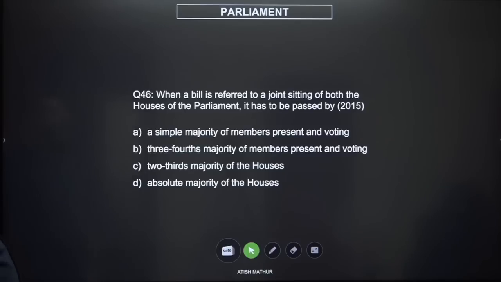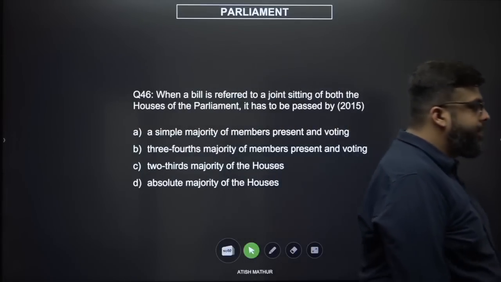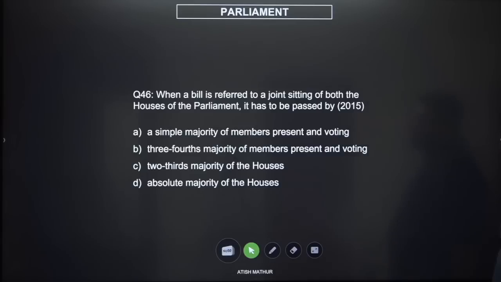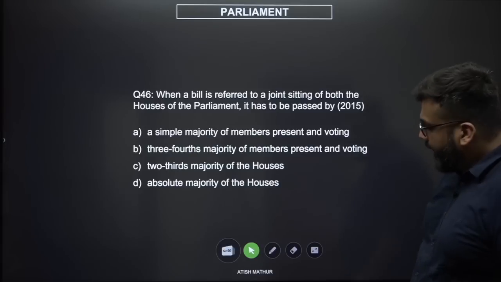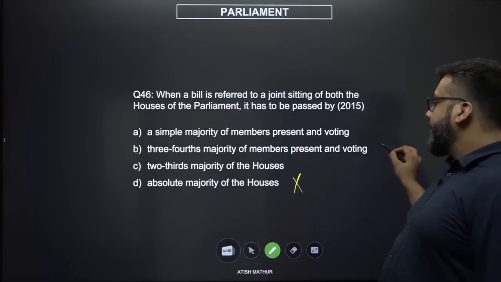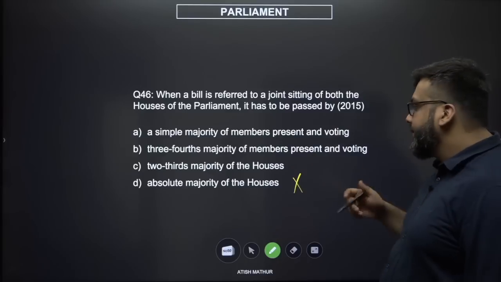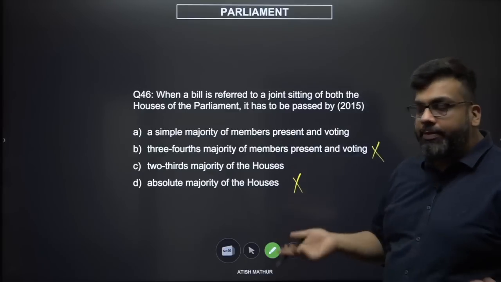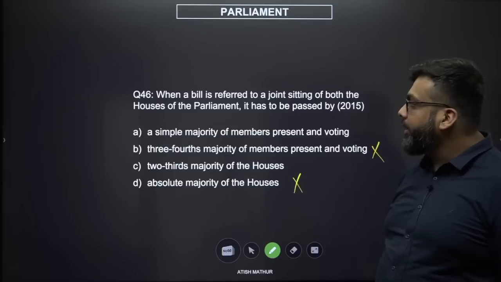Question 46. When a bill is referred to a joint sitting of both the houses of the Parliament, it has to be passed by a simple majority of members present and voting, 3/4, 2/3, or absolute majority. We know that absolute majority does not exist. There's nothing called absolute majority to pass something; it does not exist. 3/4 as a concept does not exist. 2/3 of the majority of the houses and simple majority only.